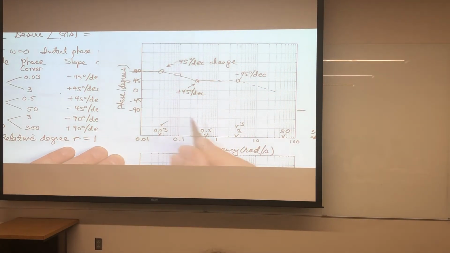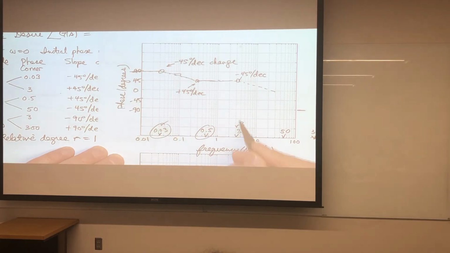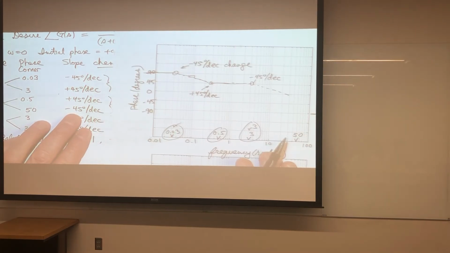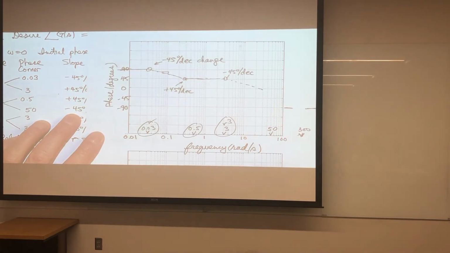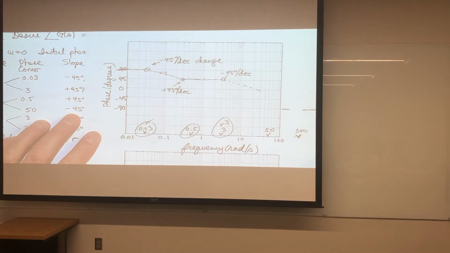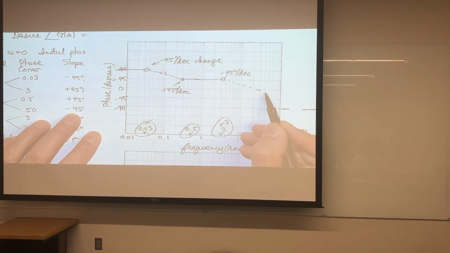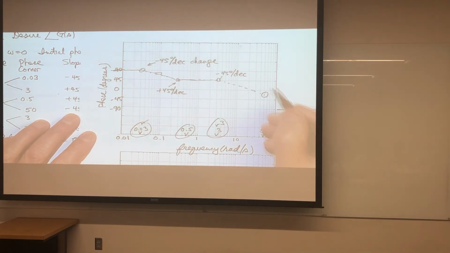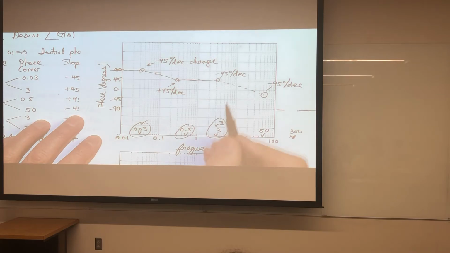Okay, so I've taken care of these two corners. I got to do 50. At 50, the slope change is negative 45 degrees per decade. So I got another slope change here at 50, which is about 30, 40, 50, right about here. And so it should be steeper. This is another negative 45 degrees per decade. The net slope is negative 90 degrees per decade. It's more steep.